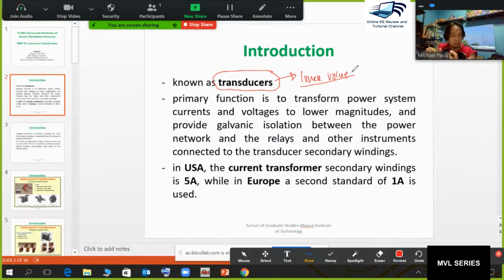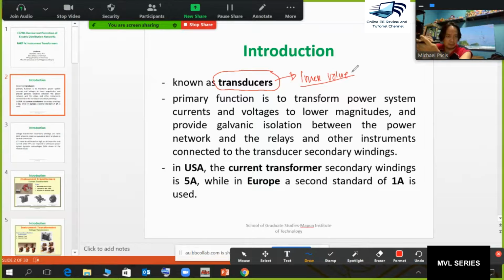and it will also provide galvanic isolation, meaning you isolate the power network from the relays and other instruments connected to the transducer secondary winding. So it will be isolated, right? You have an isolated value simply because of the presence of your transformers, and these transformers, of course, convert these values to a lower magnitude.